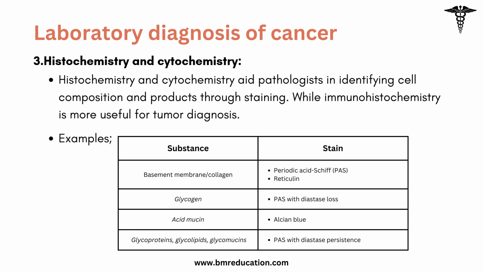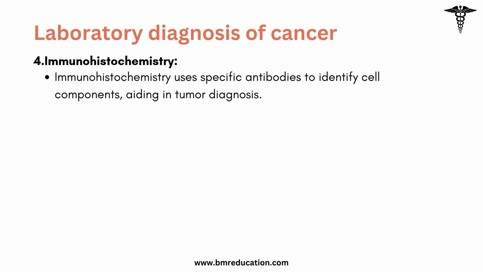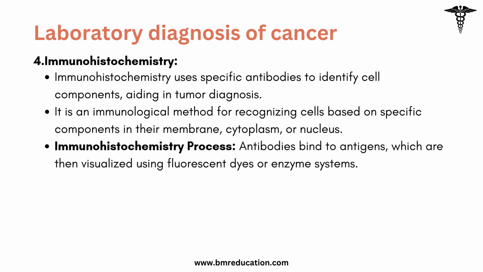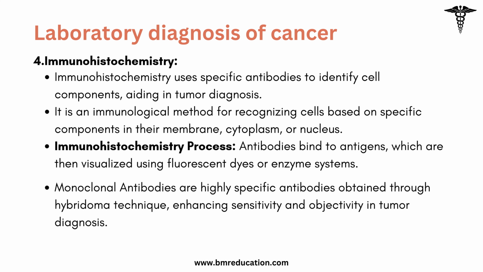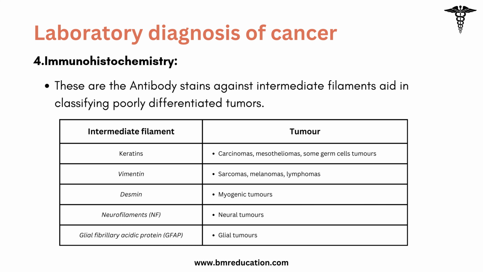The immunohistochemistry method. It uses specific antibodies to identify cell components, aiding in tumor diagnosis. It is an immunological method for recognizing cells based on specific components in their membrane, cytoplasm, or nucleus. In the process of immunohistochemistry, antibodies bind to antigens, which are then visualized using fluorescent dyes or enzyme systems. Monoclonal antibodies are specific antibodies obtained through hybridoma technique, enhancing sensitivity and objectivity in tumor diagnosis. These are the antibody stains against intermediate filaments, aiding in classifying poorly differentiated tumors.